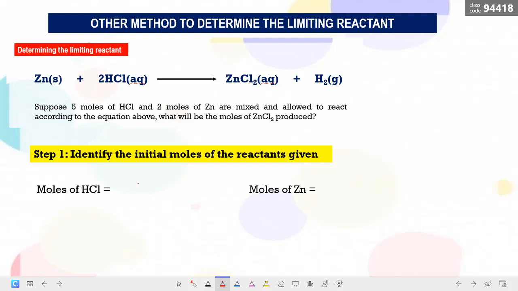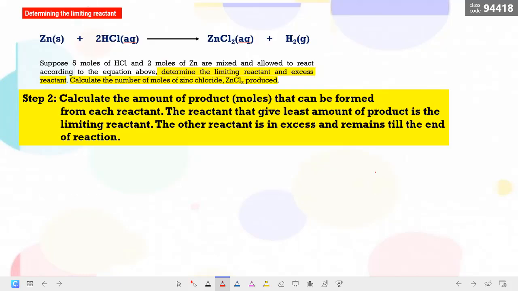Okay, the first step is still the same. So we have 5 moles HCl and we have 2 moles zinc. Okay, in order to determine the limiting reactant by using this method, calculate the amount of product, by using moles, that can be formed from each reactant. The reactant that gives the least amount of product is the limiting reactant. The other reactant is in excess and remains till the end of reaction.